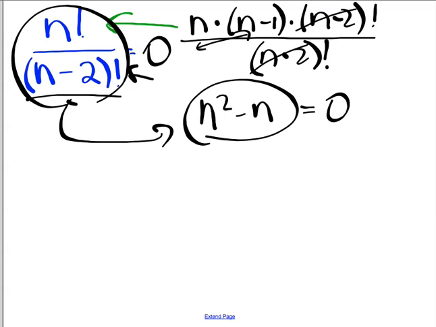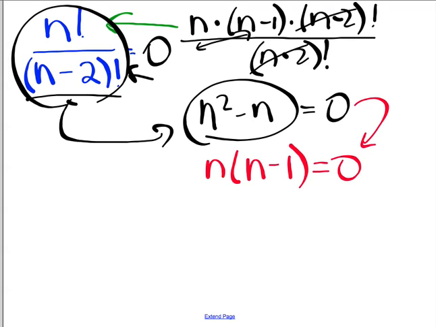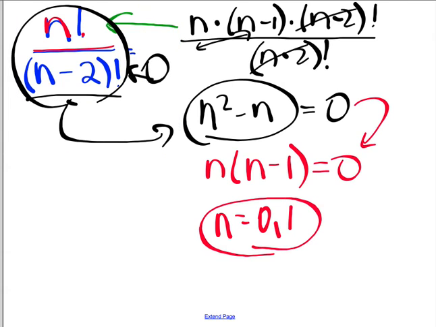And now I've got a quadratic equation that I need to solve. So in this case, I would take the n and factor out, and so there's my factorization of that, and then n equals 0 and 1. So if this equation was n factorial over n minus 2 factorial equaled 0, I could tell you that by doing the algebra and the work that the answer here would give me a value of n equals 0 and 1.